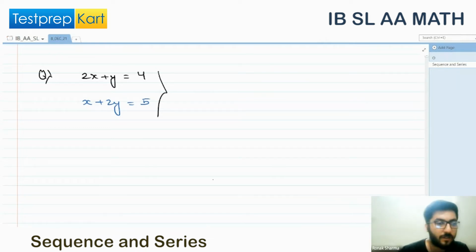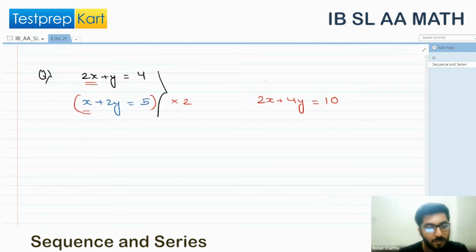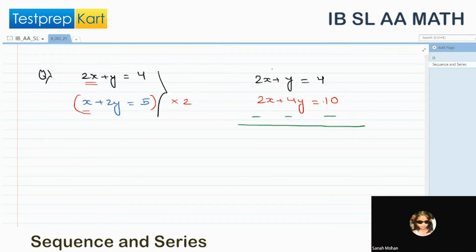Okay, if we use the elimination method, here I have 2x, here I have x. If I multiply this equation by 2, this will become 2x plus 4y equals 10, and the above equation was 2x plus y equals 4. Now if we subtract them, do you know that when we subtract, the signs are put as opposites? Here we have plus, so we'll put negative. So this will cancel out.